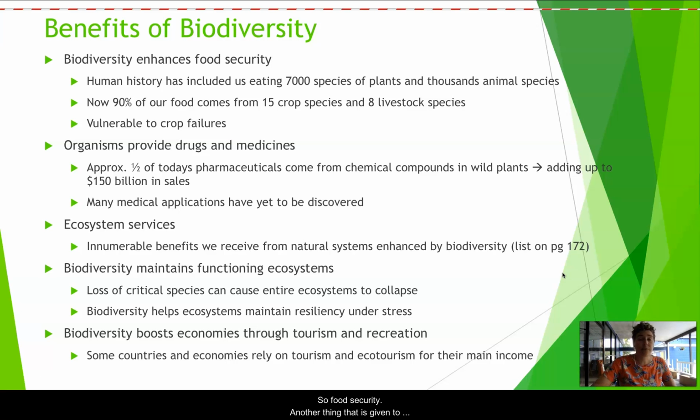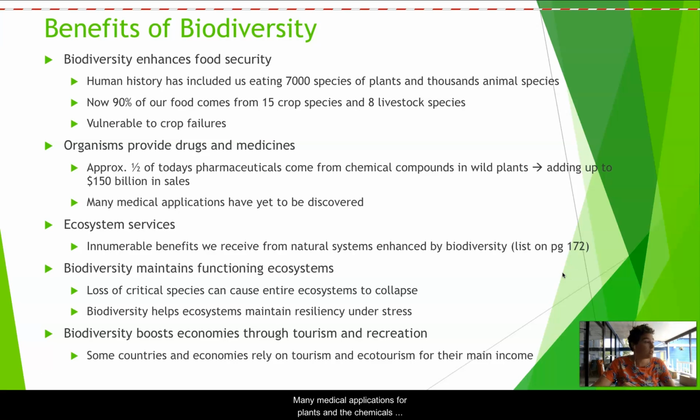So food security. Another thing that is given to us by biodiversity is the ability to get drugs and medicines from different organisms. About half of the pharmaceuticals we have today actually are derived from chemical compounds that are found in wild plants. And the sales of these different pharmaceuticals adds up to about $150 billion.